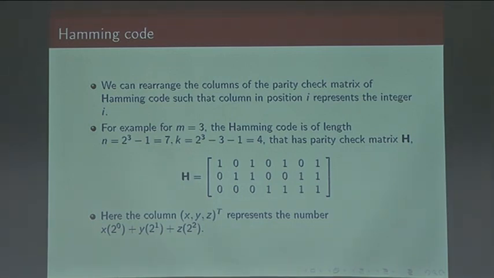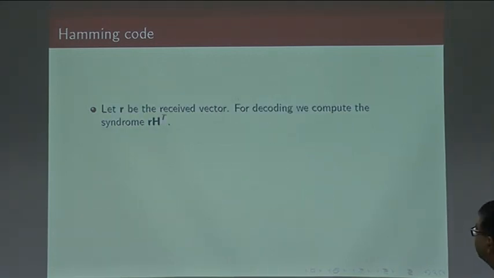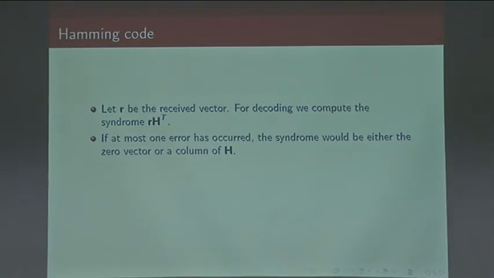Now, if your parity check matrix is arranged in this particular fashion, we will see an interesting thing. Let r be the received vector. For decoding, of course, we first have to compute the syndrome. So let us compute the syndrome. If at most one error has occurred, the syndrome would be either the 0 vector or a column of H. So when will the syndrome be a 0 vector?